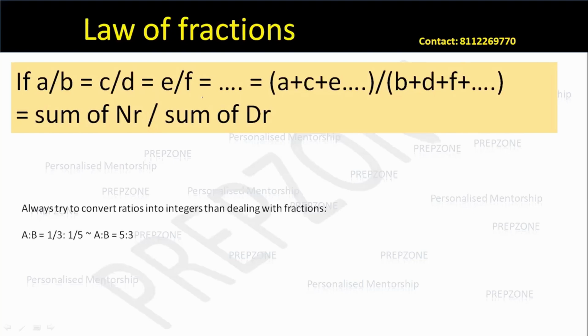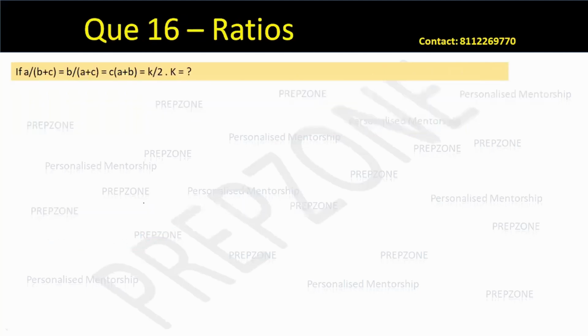One important thing to notice, whenever fractions are given, even in terms of fractions, like 1 by 3 is to 1 by 5, the best practice is always to try to convert that into integers. So you just cross multiply and convert this as 5 is to 3 and then try to solve. These small tricks will help you solve the questions faster. So yeah, let's jump on to the next question. Next question.